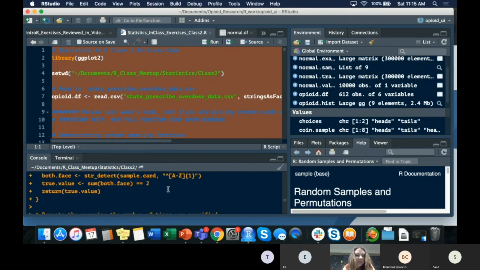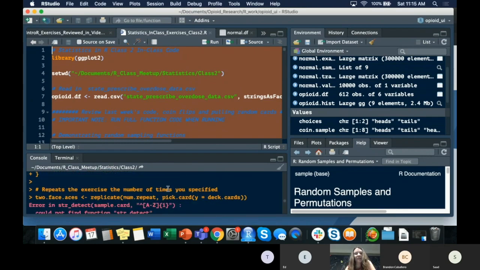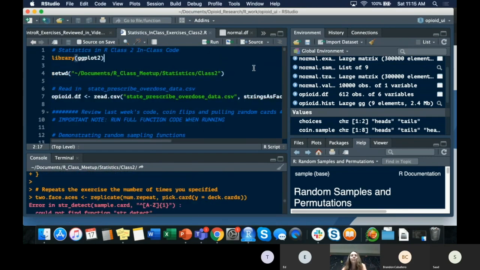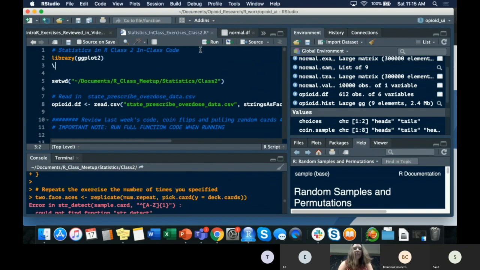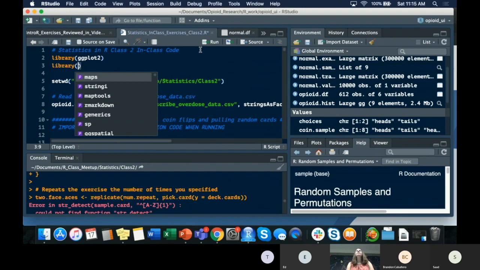And it looked like it could not find the function str_detect because I didn't load it. You should have that one from last time. I forgot to load a library because I always load certain libraries.